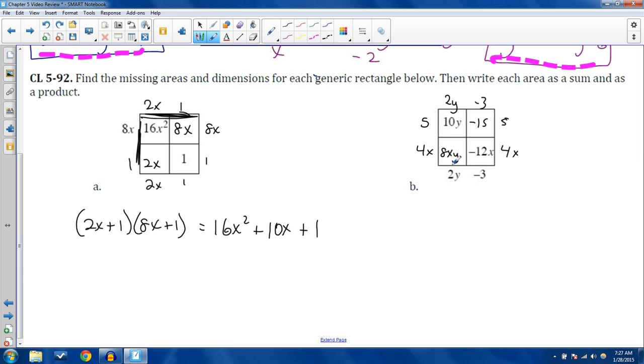So here we go. Base times height: 2y minus 3 times 4x plus 5. There's base times height equals my sum, excuse me, 8xy minus 12x plus 10y minus 15. There's your final solution. And again, order does not matter. Just make sure that you have the negatives where they're supposed to be, as long as you combine like terms.